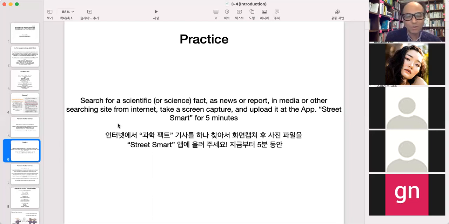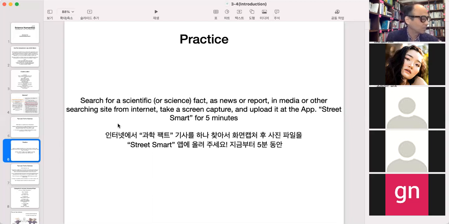Okay, so someone actually uploaded that the sea level in Korea has increased by 9 centimeters on average. So if this data is actually measured, it is a fact, right? So no one actually argues.